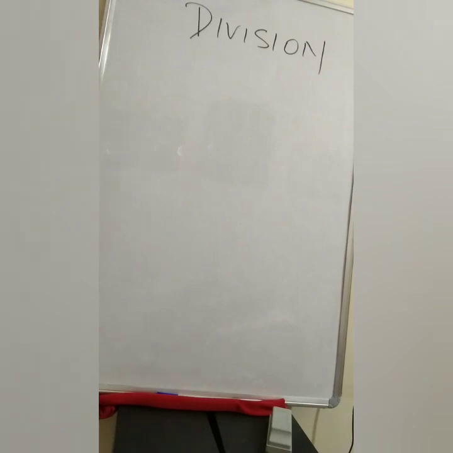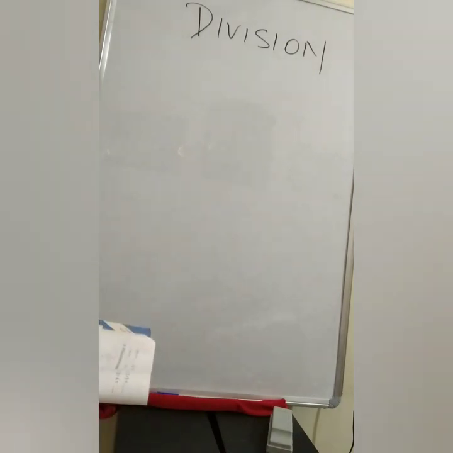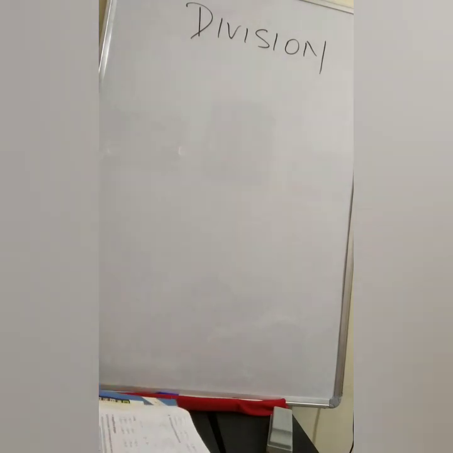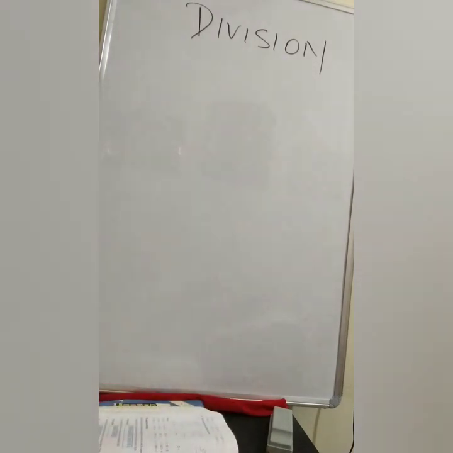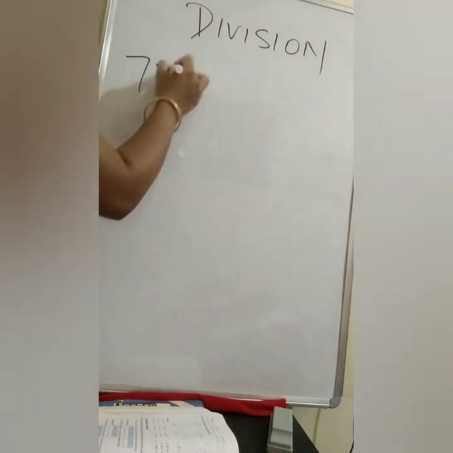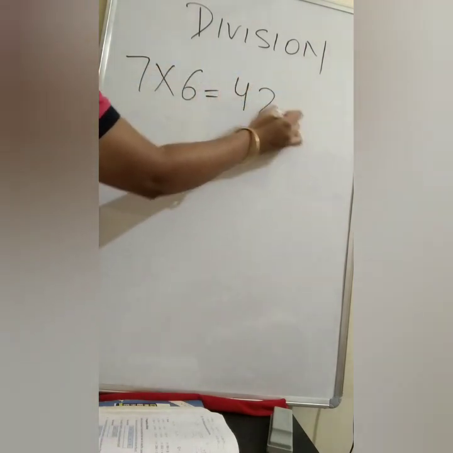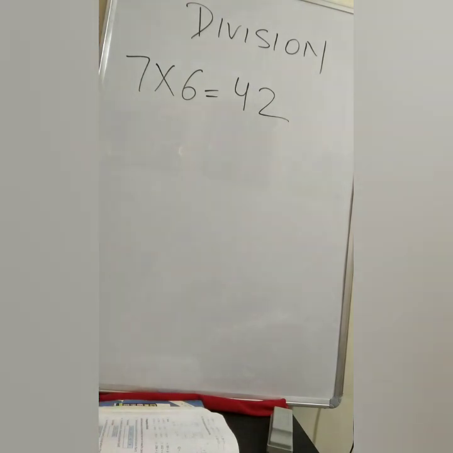In that we have some properties of division. So let's see what those properties are one by one. Your first property says two division facts can be derived from one multiplication fact. That means, let's take the book example: 7 into 6 is equal to 42. This is given in your book.